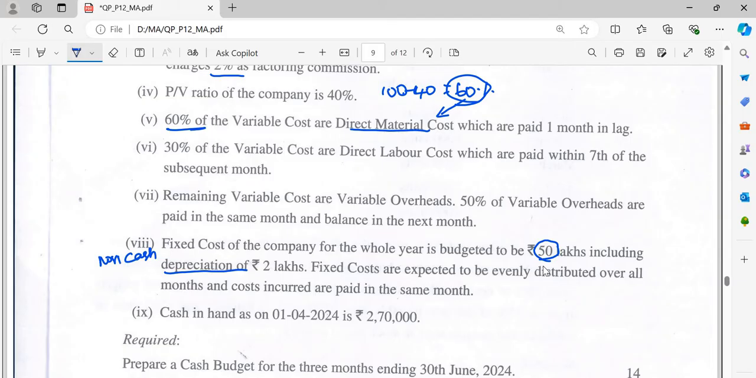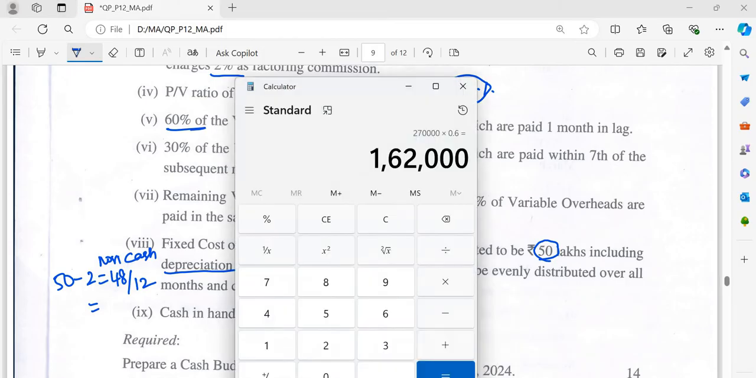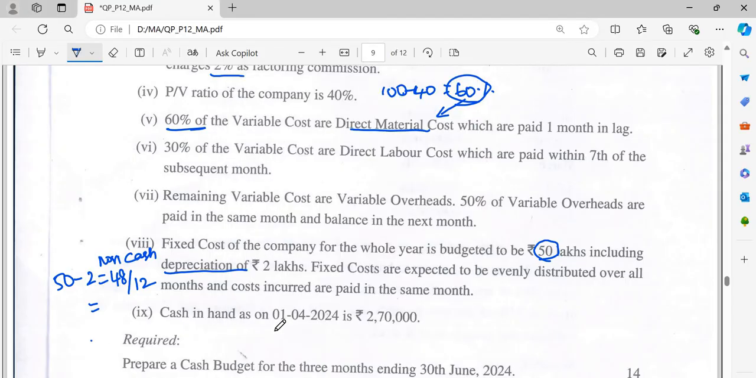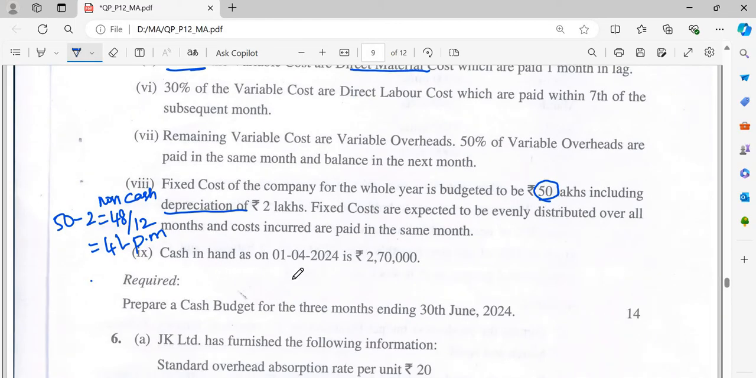So this is evenly distributed over all months, and the cost is incurred and paid in the same month. So that means how much will be my fixed cost paid in cash? So 50 minus 2, that is 48 lakhs, we are going to pay in cash. This is incurred all throughout the year, so divided by 12, we will be getting 4 lakhs. So per month I am going to pay fixed overheads as 4 lakhs.